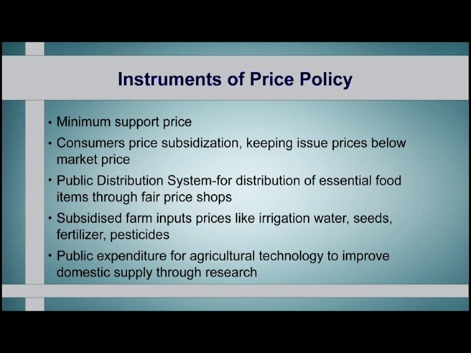Then the public distribution system, for distribution of essential food commodities through the fair price shops, is again an instrument of price policy that will help in keeping the prices at the level which we wish. Subsidized farm inputs prices, like irrigation, water, seeds, fertilizer, and pesticides. Other is public expenditure for agriculture technology to improve domestic supply through research.